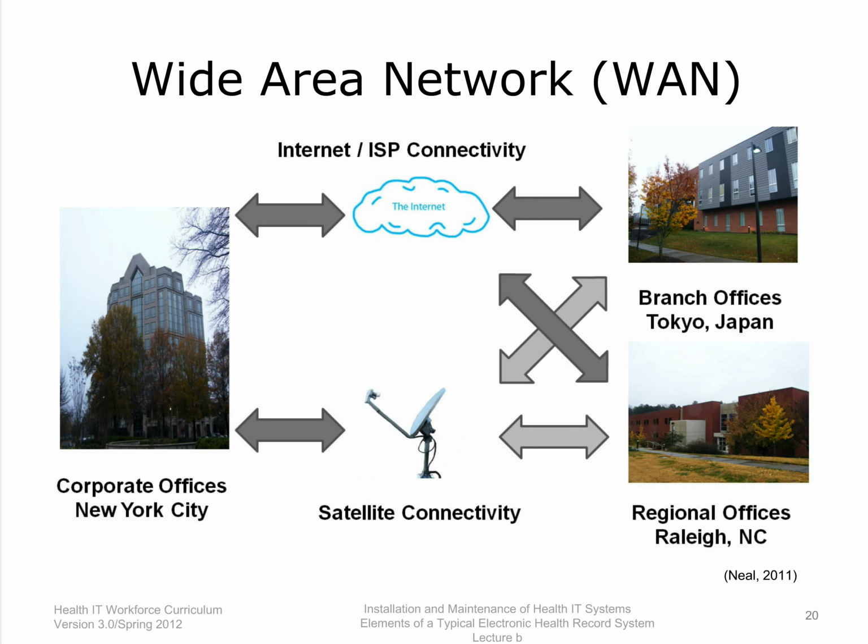Slide 20. A wide area network, or WAN, on the other hand, is usually used for connecting computers and other network resources spanning a wide geographical area. WANs can be used to connect cities, states, or even countries, often using a variety of methods to ensure redundancy or security. In this instance, the corporate offices are connected to both its regional offices in Raleigh, North Carolina, and its Tokyo branch office through its wide area network.